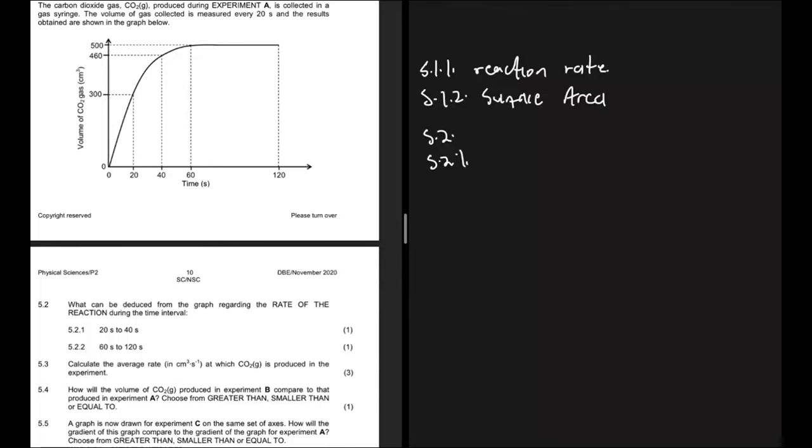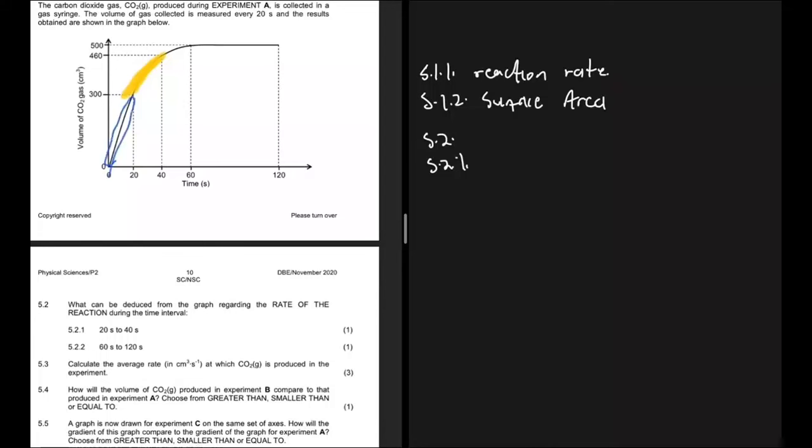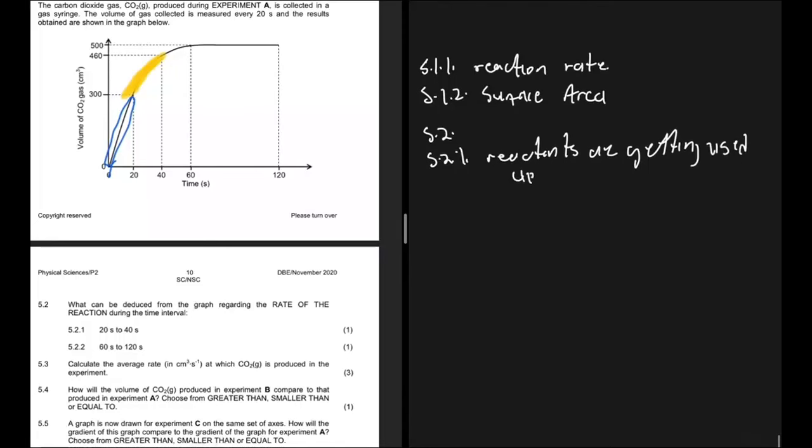5.2.1 says what can be deduced from the graph regarding the rate of the reaction during the time interval. And then for 5.2.1 we have 20 seconds to 40 seconds. So let's go and look at this time interval. From 20 to 40, it starts flattening out, right? It's not really flat, but it's no longer as steep as from 0 to 20. So we can see that reactants are getting used up, and as a consequence, the reaction rate is decreasing.